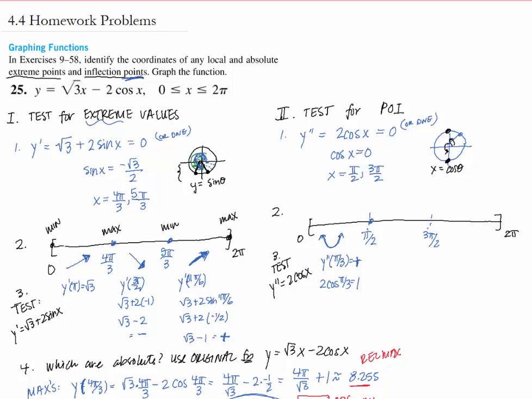Then we'll test between pi over 2 and 3 pi over 2. A nice point there is pi. 2 times the cosine of pi is negative 2, since the cosine of pi is negative 1, that means that this second derivative is negative. That's the important thing. Concave down.